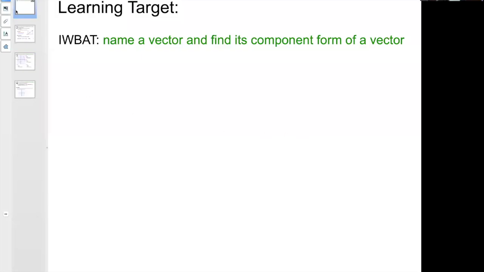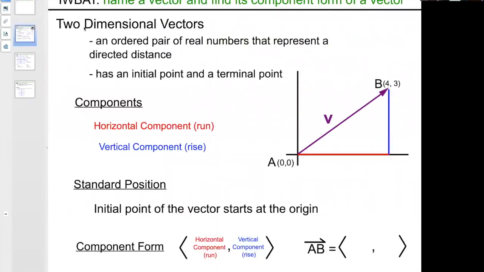All right, in this video, I'm going to talk about how to name a vector and how to find its component form. Feel free to pause the video at any time if you'd like to write any of the information down before listening to me explain it.